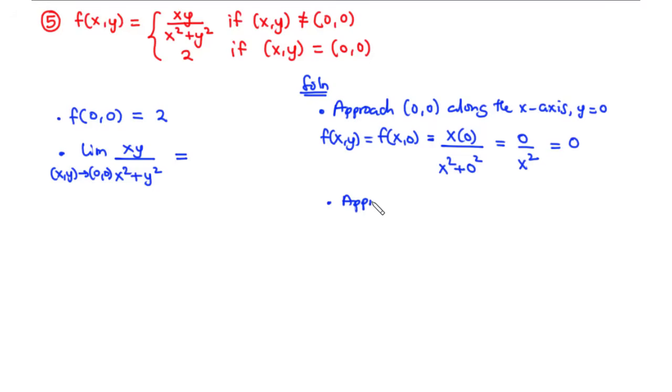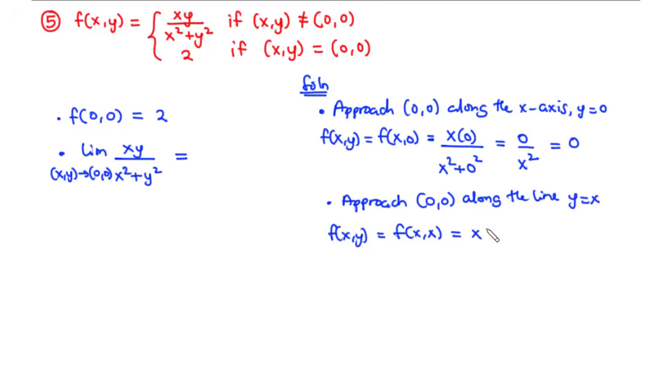Now the next thing is we are going to approach the point 0, 0, this time along the line y is equal to x. So here we have f of x, y equals f of x, x, that is equal to x times x divided by x squared plus x squared. This is equal to x squared divided by 2x squared. This goes here once, this goes here once. We are left with 1 over 2. Now since the two values are not the same, it means that the limit of this function does not exist. So the limit of this function as (x, y) approaches 0, 0 does not exist.